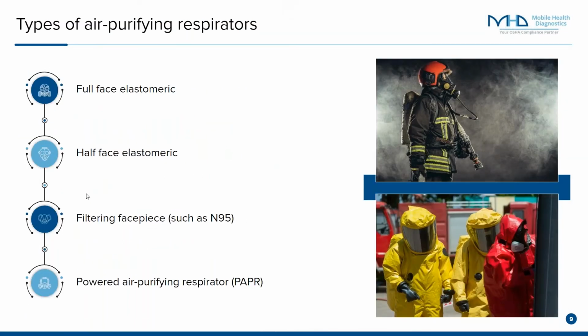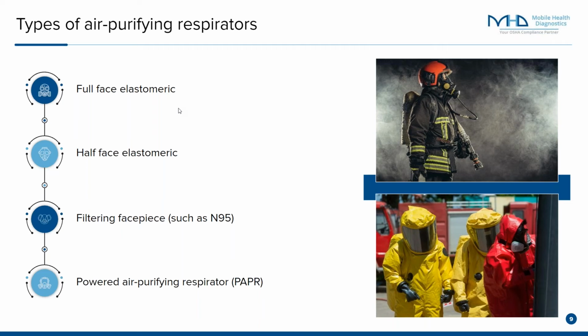So, types of air purifying respirators. Full face elastomeric respirators would be basically a respirator that has cartridges and is essentially going to cover the eyes and the nose and mouth. A half face elastomeric is very similar. The nose cup that you're going to find in a full face elastomeric is going to look very similar to a half face elastomeric respirator, and basically, that's going to cover just the nose and the mouth typically. A filtering face piece respirator would be typically like an N95 or a P100, or there's a variety of different types of filtering face piece respirators.